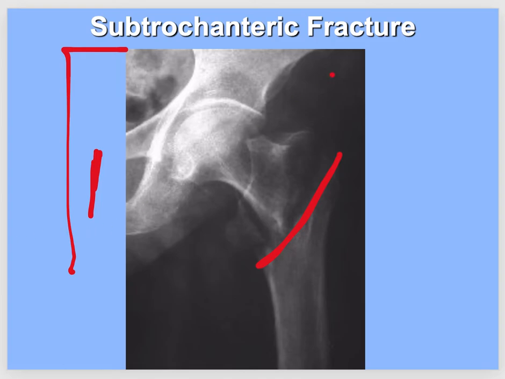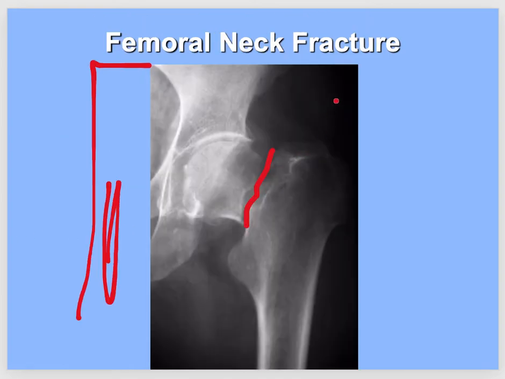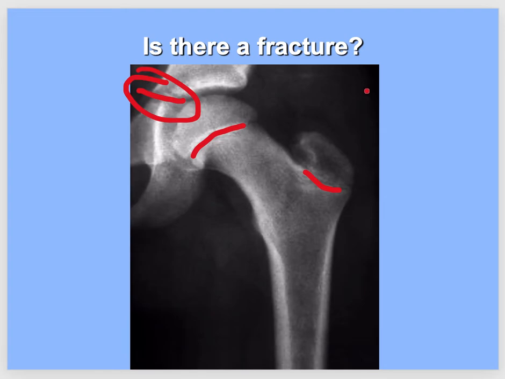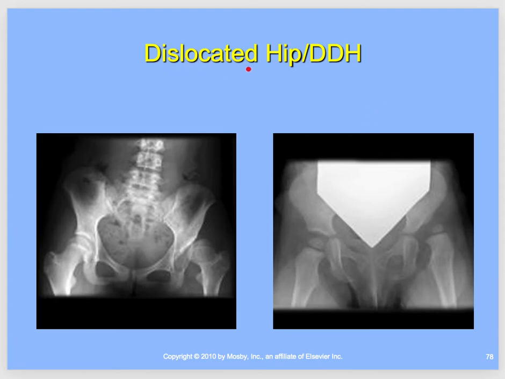Marker, you need to have a marker. And if we look back here, we don't have a marker on this one, and we don't have a marker on this one. So make sure that you place anatomic markers appropriately for your images. Okay, so dislocated hip, DDH.